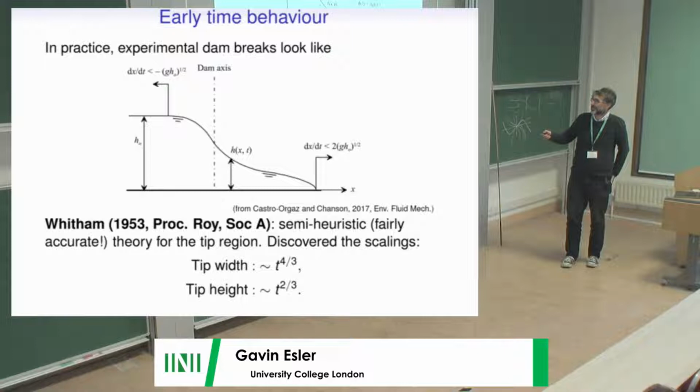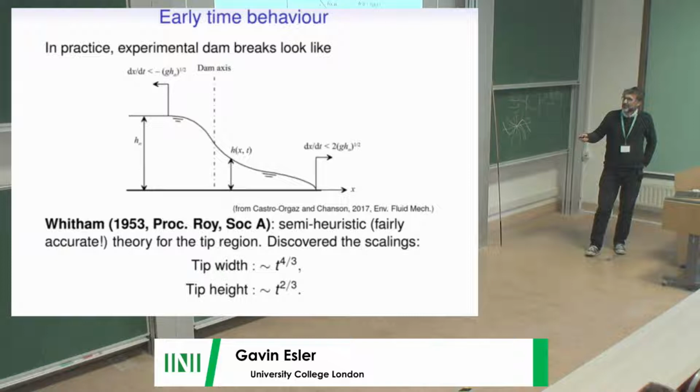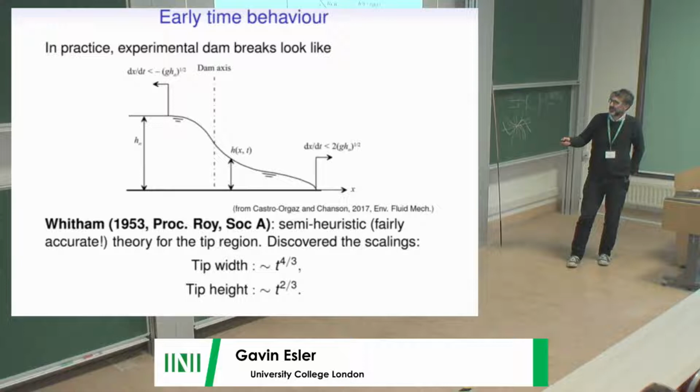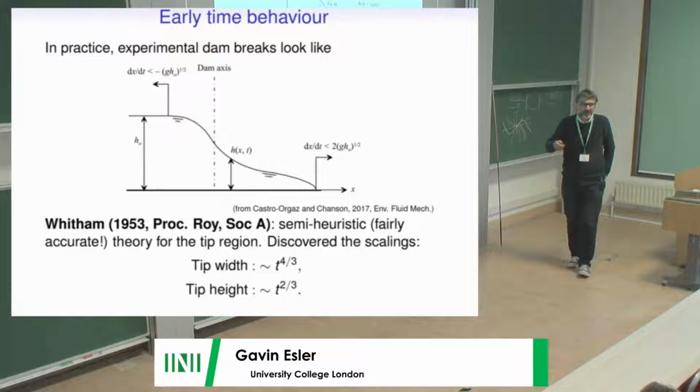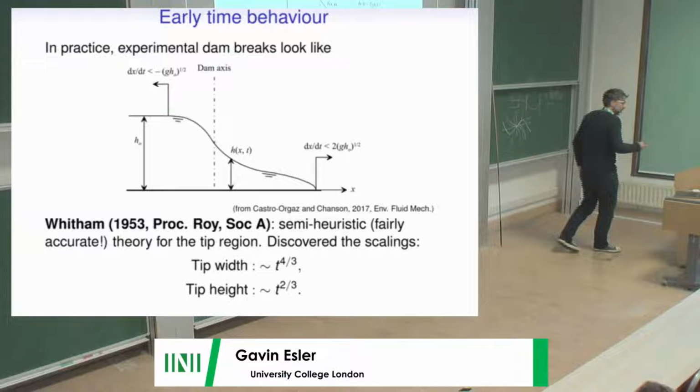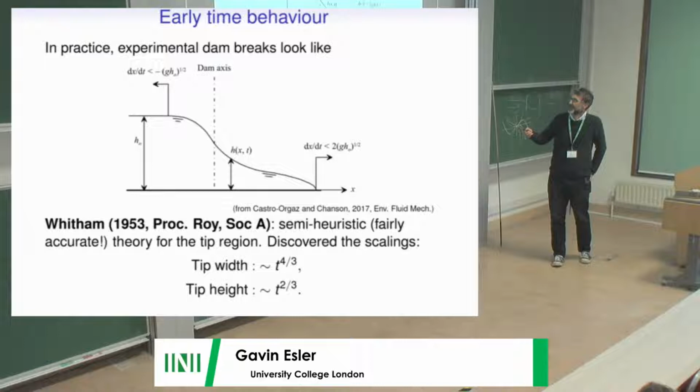The study of this goes back to the father of nonlinear waves, Whitham. He developed a semi-heuristic theory for this tip region, although it's a very insightful and accurate semi-heuristic theory. In particular, he points out that the width of this tip region grows as time to the 4/3, and its height as time to 2/3, so consistent with it being a small time theory for the dam break problem. That inspired other authors to develop an asymptotic theory which works at small times.